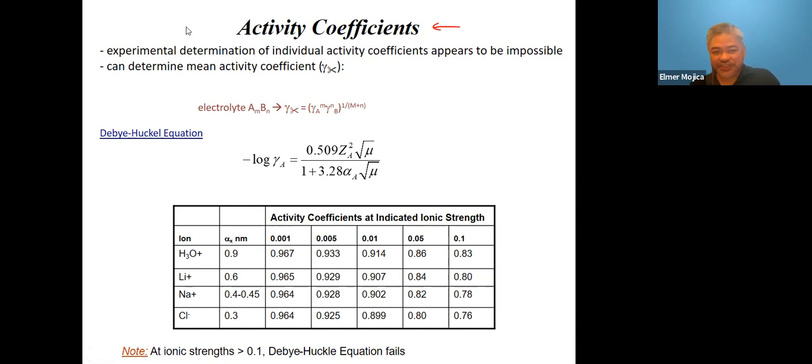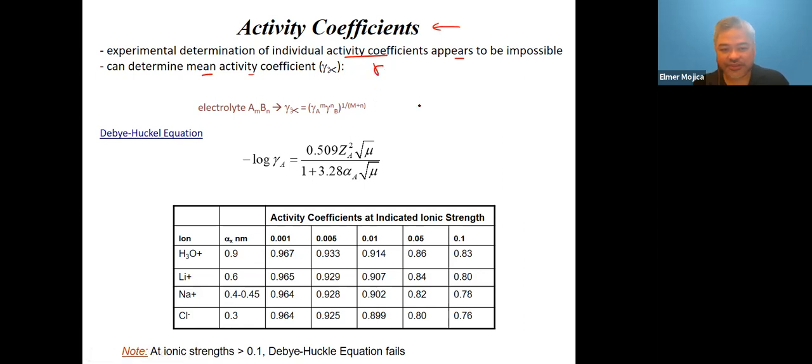Okay? So you didn't take it in analytical, right? Because I teach this in my analytical here. So you learn this from your PChem. Okay? So when you're talking about activity coefficients, okay, the experimental determination of the individual activity coefficients appears to be impossible. So what you do, you can determine the mean activity coefficient.